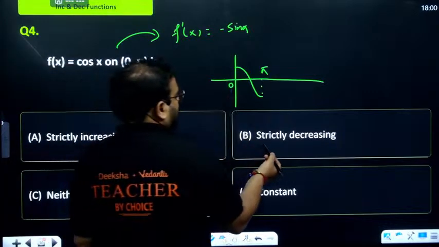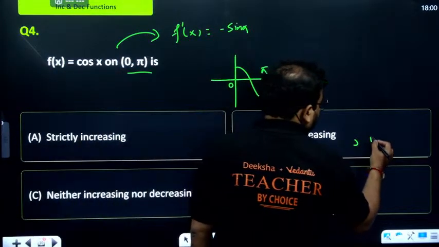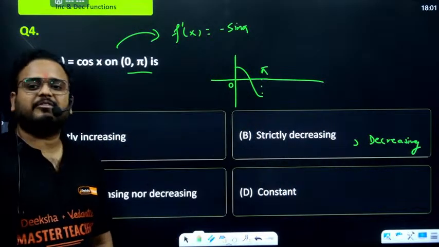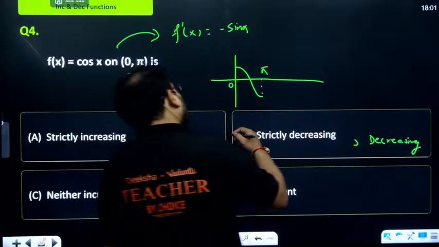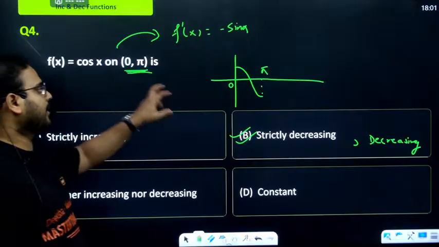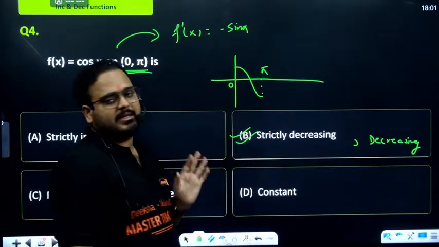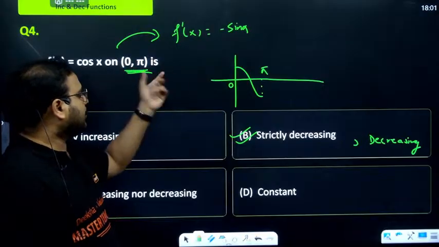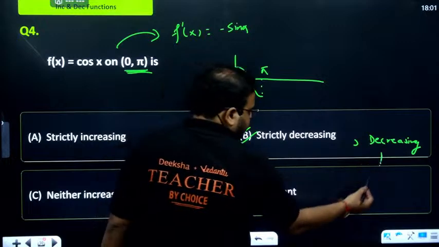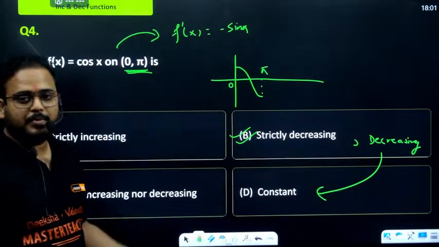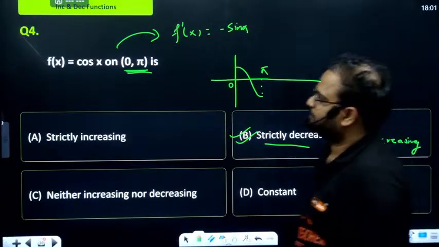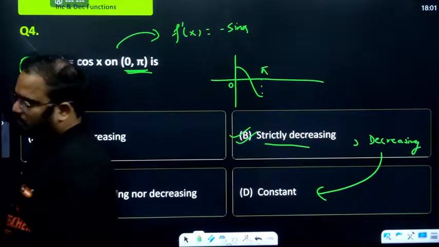This is decreasing only. What if I had an option, let's say, decreasing or strictly decreasing? I'll take strictly decreasing. How come, sir? Look at the interval. It's open. The interval is open, so we'll not look at the points 0 or pi. That's why even if option D was given as decreasing, and you need to choose between B or D, you will take option B.